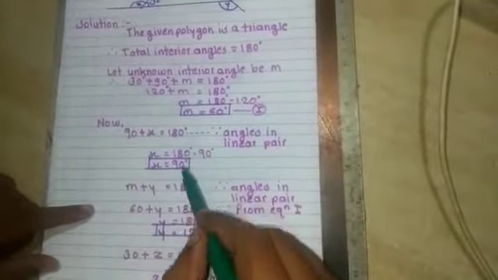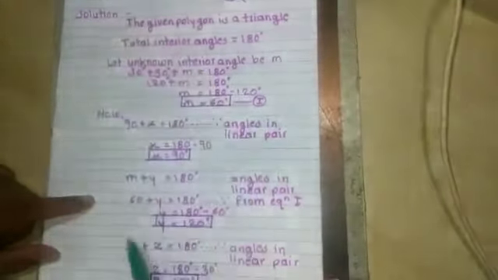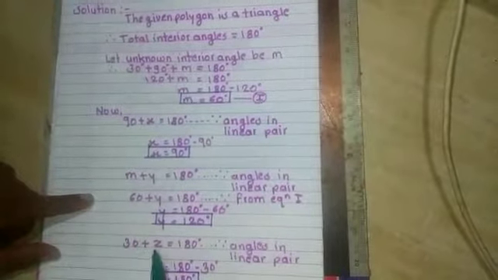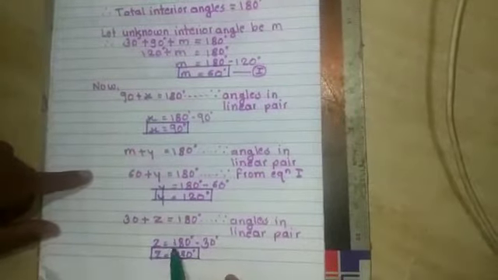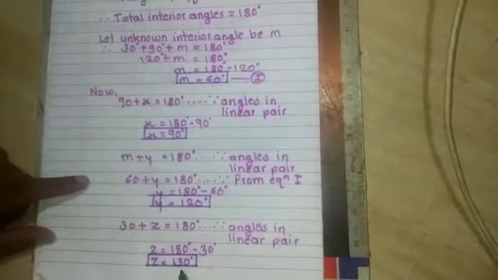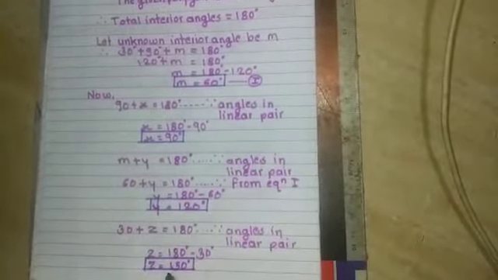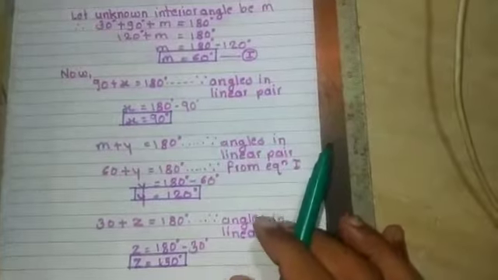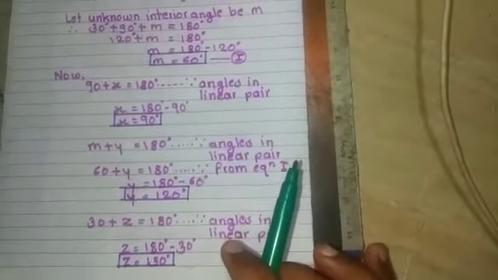As with the first, these two we have solved. Next we do the same. So this plus this is equal to 180. So 30 plus z is equal to 180 degrees, because both are in a linear pair. So z equals 180 minus 30. So z equals 150 degrees. So like this you will get the answers x, y and z. These are some examples which are based on the first part.